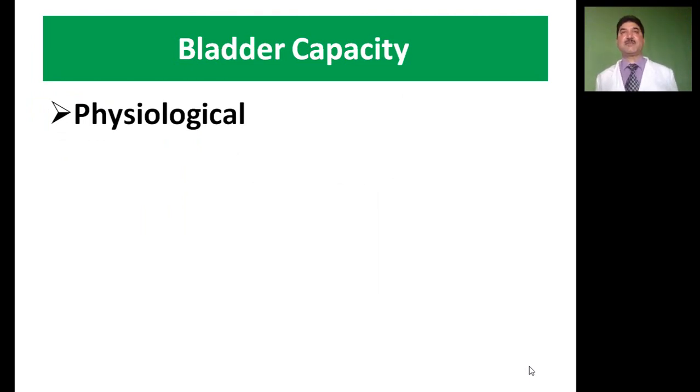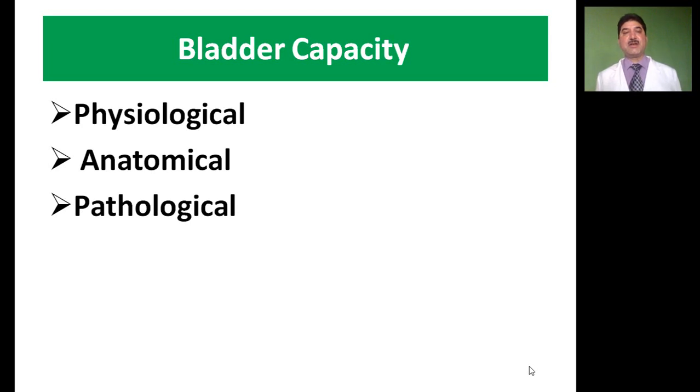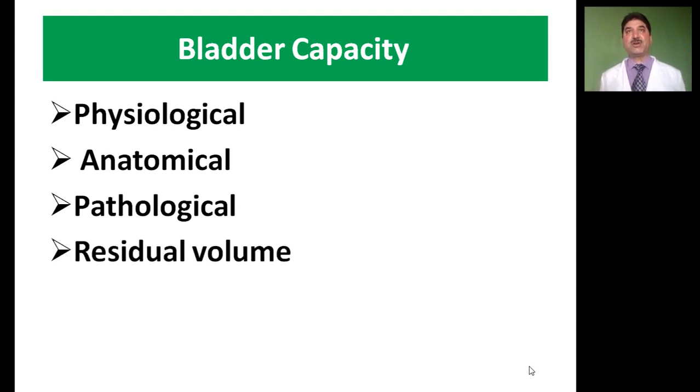Let me ask you some questions. What is physiological capacity? By physiological capacity we mean the amount of urine which gives the sense of micturition. It may range up to 320 ml. What is anatomical capacity? Anatomical capacity is the amount of urine which is stored in the urinary bladder. It can go up to 500 ml. What is pathological capacity? When there is outlet obstruction, the capacity of the urinary bladder goes on increasing. It may be in liters.